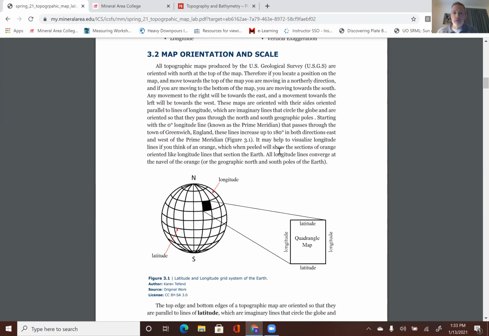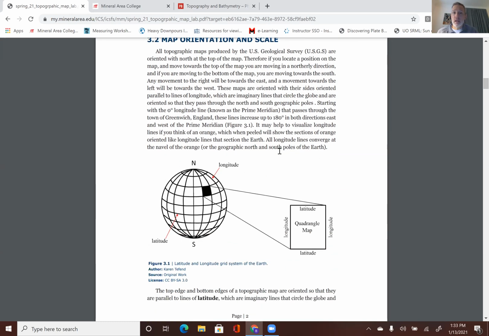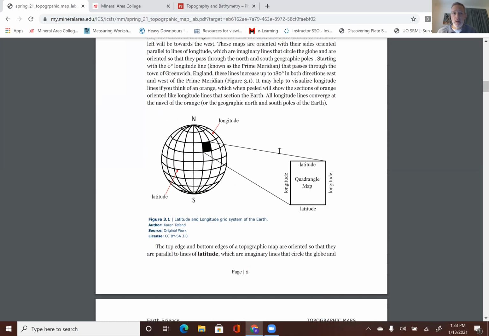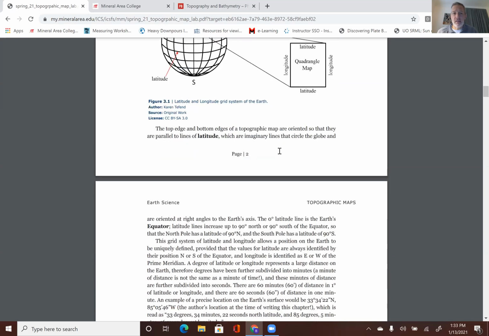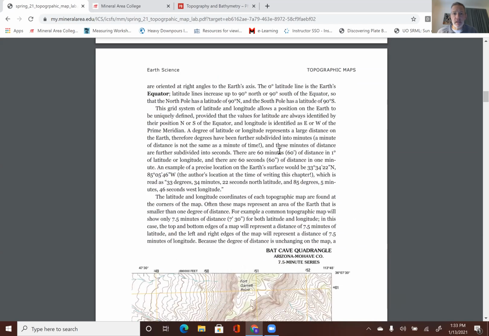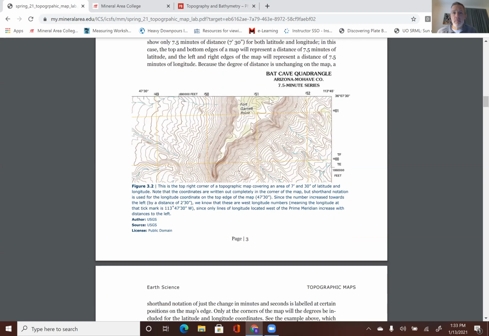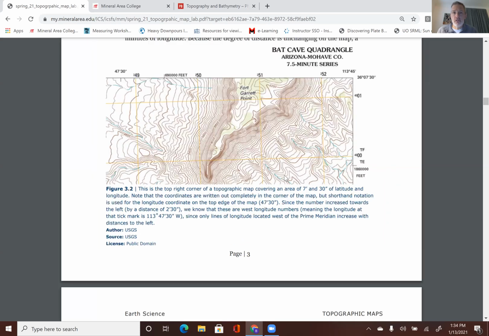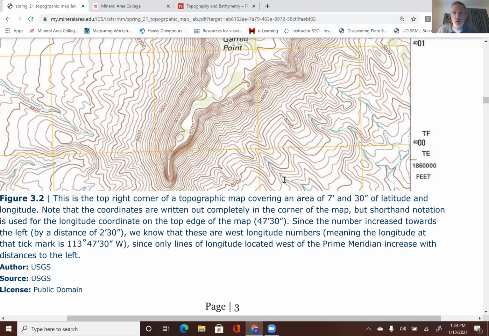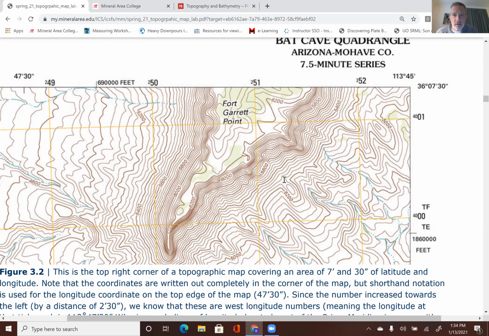So if you're not familiar with longitude and latitude, here are the longitude and latitude lines as described there. But the main focus of our lab this week is going to be dealing with these topographic maps. And here's an example of a topographic map. These are lines connecting equal elevation. I'm going to zoom in to really show off these different lines.